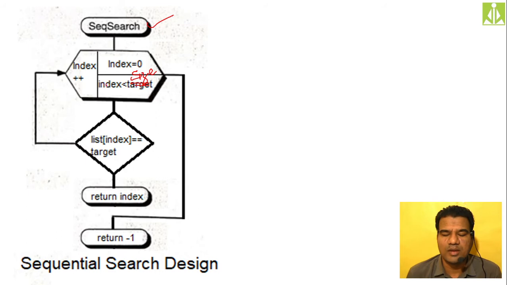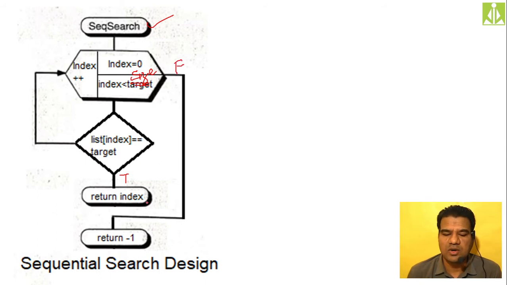How many times are we running this loop? Till the list size is reached. Every time, we are comparing the list of index element with the target. If this is successful, then we are returning the index, that is, the location at which we find the target, that index value we are returning from this function. If this is not successful, it means the loop has run till the last element in the list and still you didn't find the target, that means the false case.